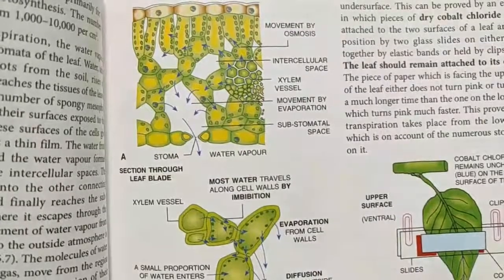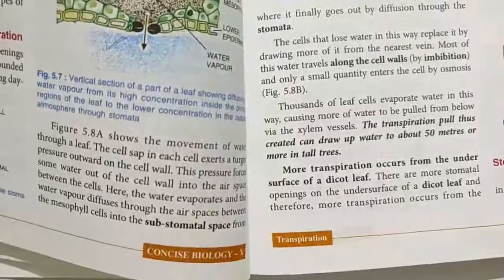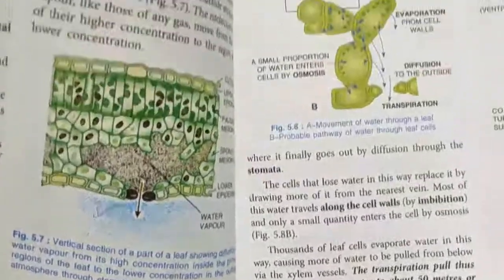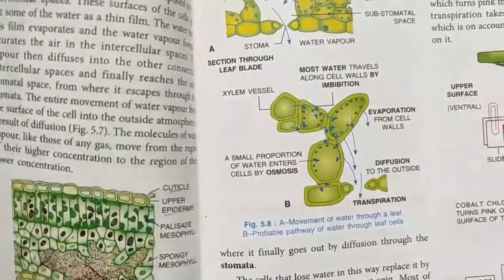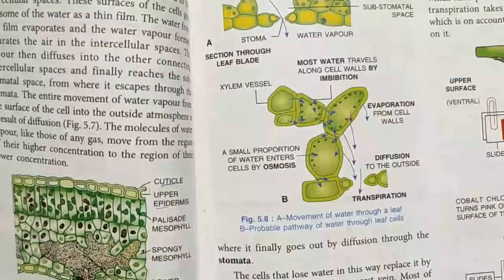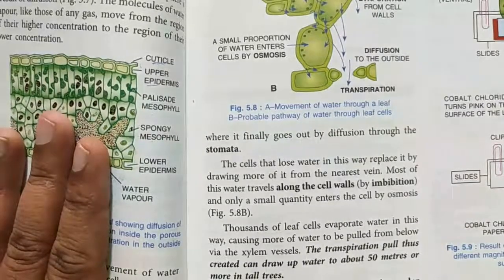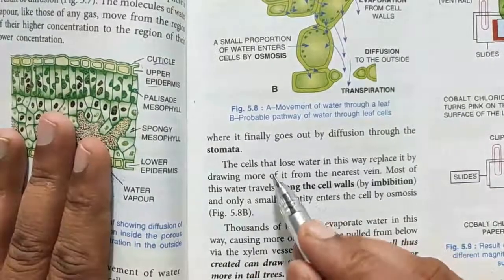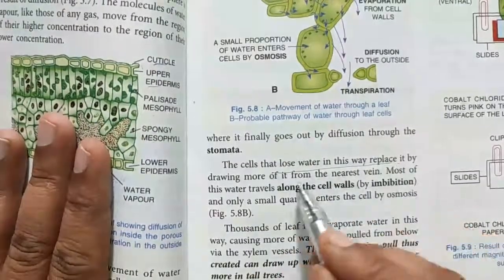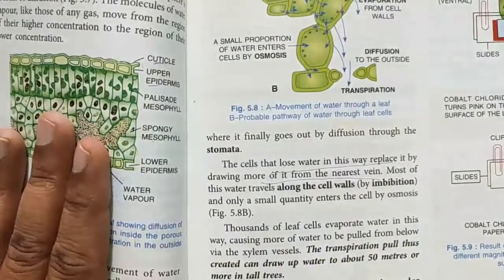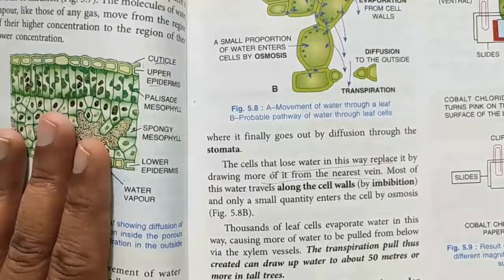For this, one important thing you have to learn is that in the leaves there is a substomatal space. With this substomatal space, the water changes into vapor form, and then finally it comes out from the leaves. Now if all the water is lost in the form of vapor, then the leaves will wilt. Now how will they get the water? For this you have to read this paragraph. The cells that lose water replace it by drawing more water in from the nearest vein. That means from the nearest vein they are also taking the water from the roots, as well as the water going outside the leaf.